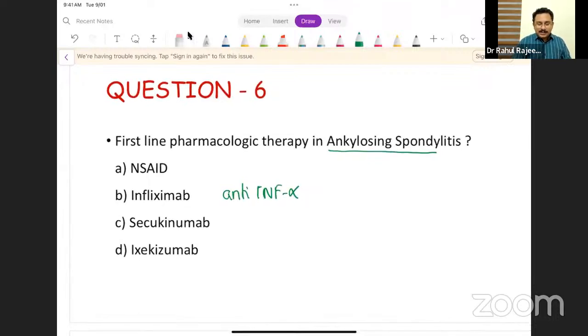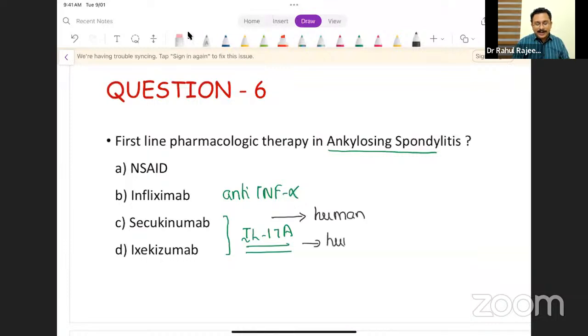Whereas when you look at secukinumab and ixekizumab, both of them are actually antibodies against interleukin-17A, and both of them are FDA approved for ankylosing spondylitis. Secukinumab is a human monoclonal antibody, whereas ixekizumab is a humanized monoclonal antibody.